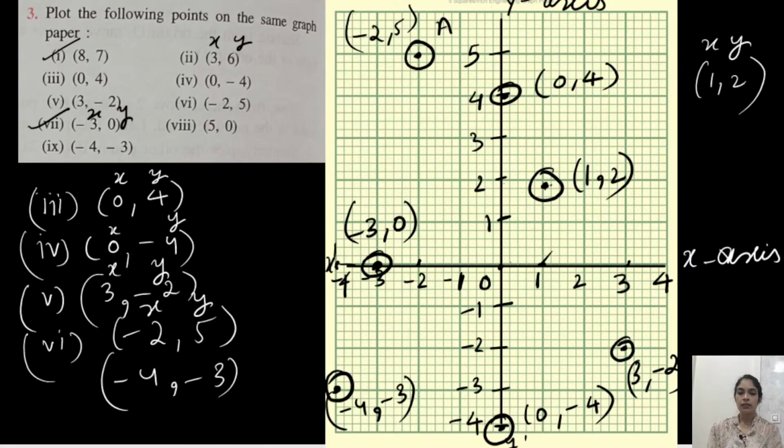Is this thing clear? So many points we have plotted. Suppose I have to plot 1 comma minus 2, then what will we do? Again I'll keep my pen on 1, then I just have to go down till minus 2. So this point is 1 comma minus 2. Is it clear now how to plot points?